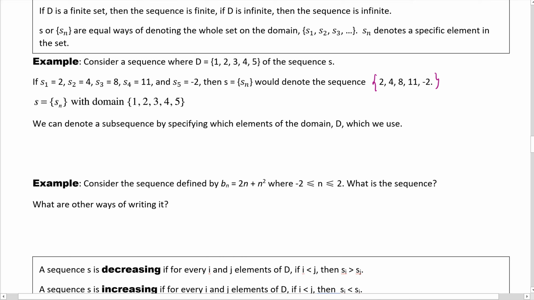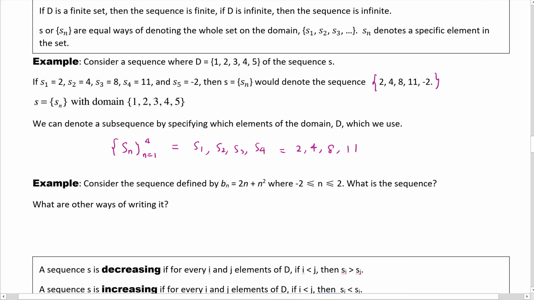We can denote a subsequence by specifying which elements of the domain D we use. For example, we can have the subsequence S_n where n goes from 1 to 4. This means S_1, S_2, S_3, S_4, so the first 4 terms of the sequence. That is 2, 4, 8, 11. This is a subsequence.